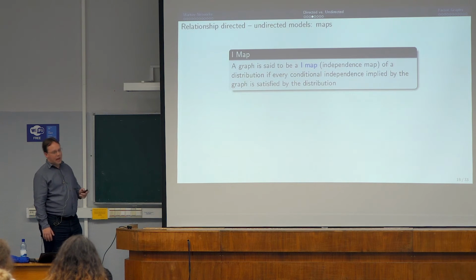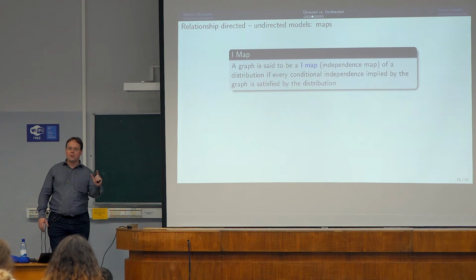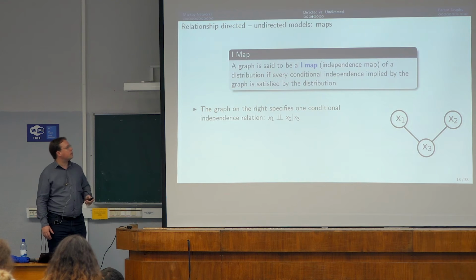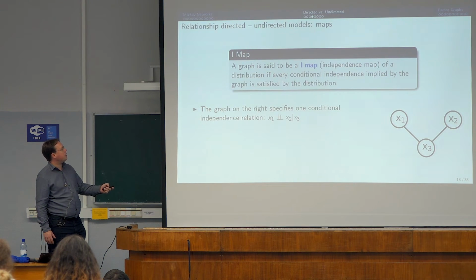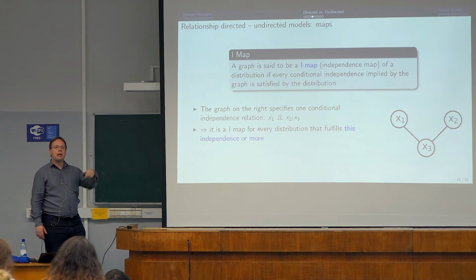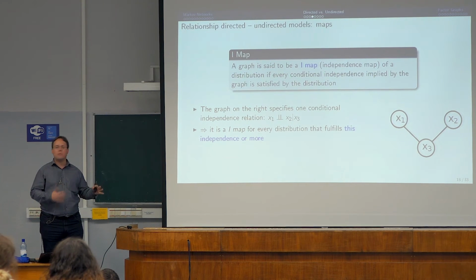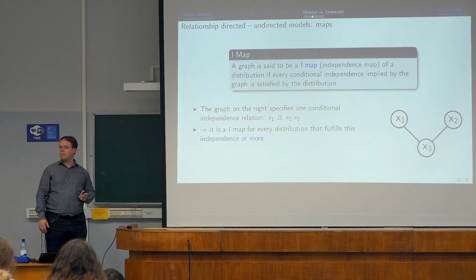So the opposite direction is an I map. It's an independence map that says every conditional independence in the graph must also be in the distribution. So this graph, which has one conditional independence, is an I map for all distributions that must have this independence. They could also have more. It could be that everything is independent of everything else. This would still be an I map for it. Okay?